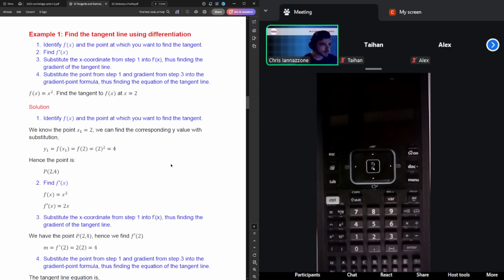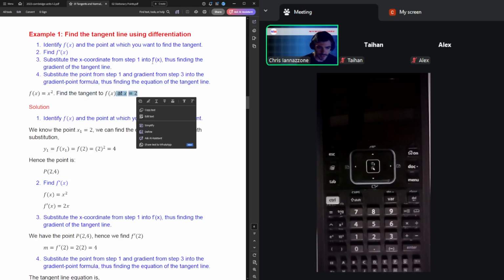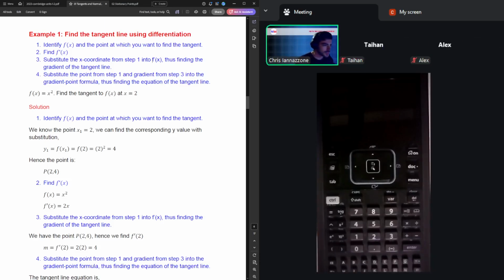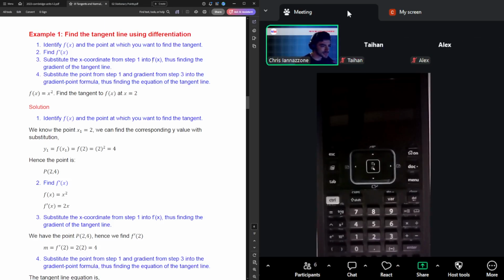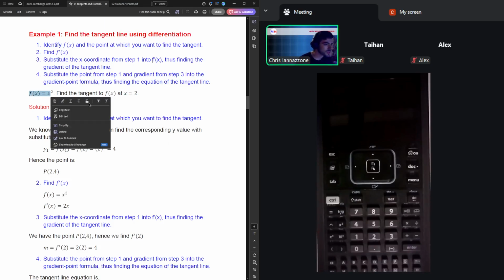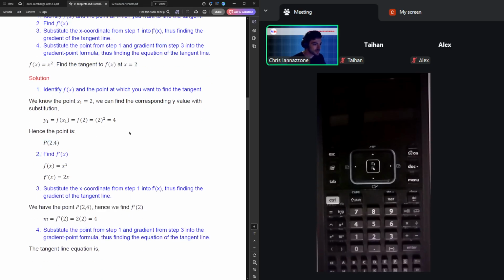Okay, example 1, finding the tangent line, just stock standard basic. This is a very standard question. You have your function, find the tangent at x equals something. In this case it's x equals 2. So what you want is the point and the gradient at that point. We already have the x coordinate, so a nice little starting point is to just get the y coordinate straight away, right? With x equals 2, to get the y coordinate, shove that back into your original function. We now have the point.